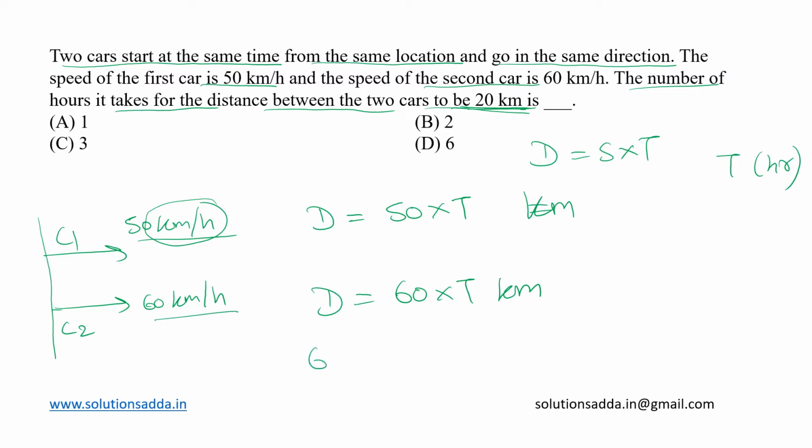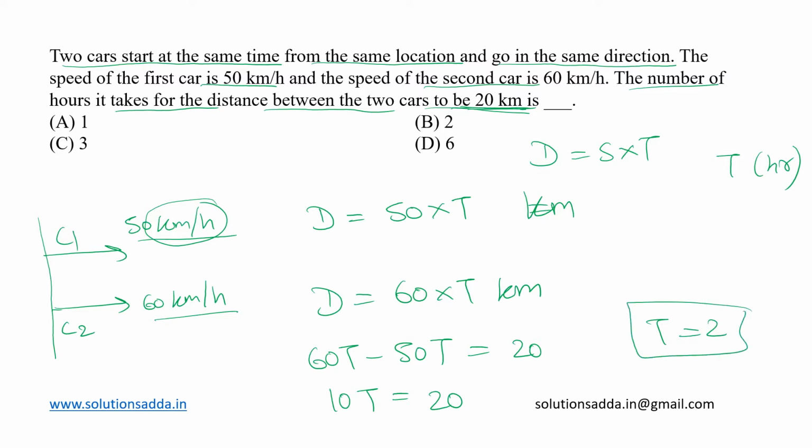So we shall do 60t minus 50t, which is the distance between them at time t, and that should be equal to 20 kilometers. Solving this equation, we get 10t equal to 20, which means t equal to 2, which means after 2 hours, car 2 will be 20 kilometers ahead of car 1. Hence, after 2 hours, the distance between these two cars will become 20 kilometers. So that is the answer, option B.